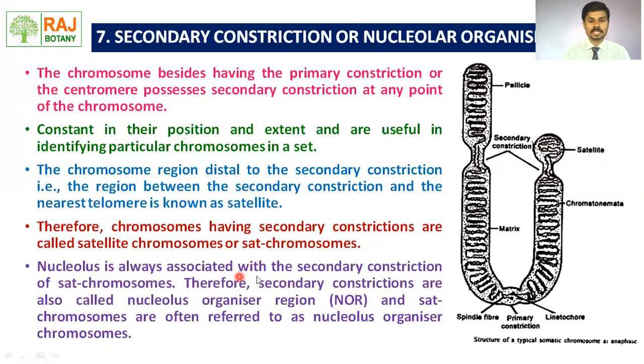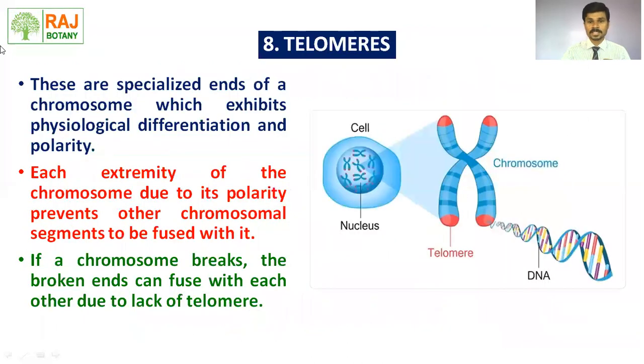The nucleolus is always associated with the secondary constriction of the SAT chromosome. The nucleolus is always attached at this secondary constriction. Therefore, this region is called the nucleolus organizer region, or NOR, and SAT chromosomes are often referred to as nucleolus organizer chromosomes. Very important terms: the nucleolus organizer region is the secondary constriction, and SAT chromosomes are referred to as nucleolus organizer chromosomes.